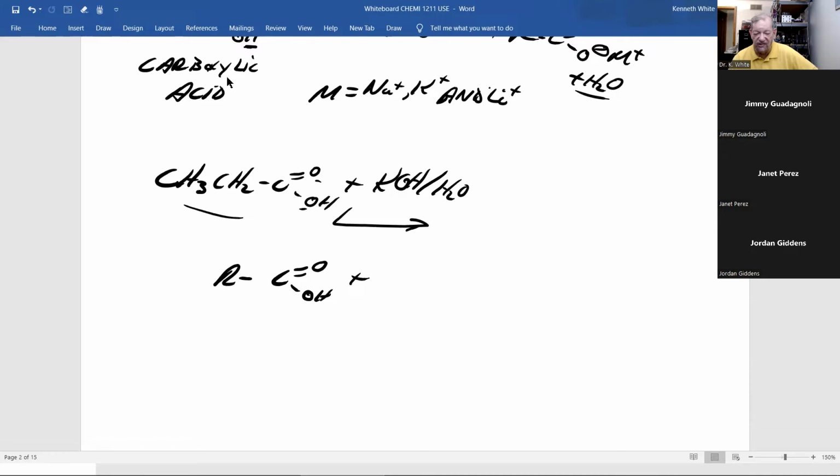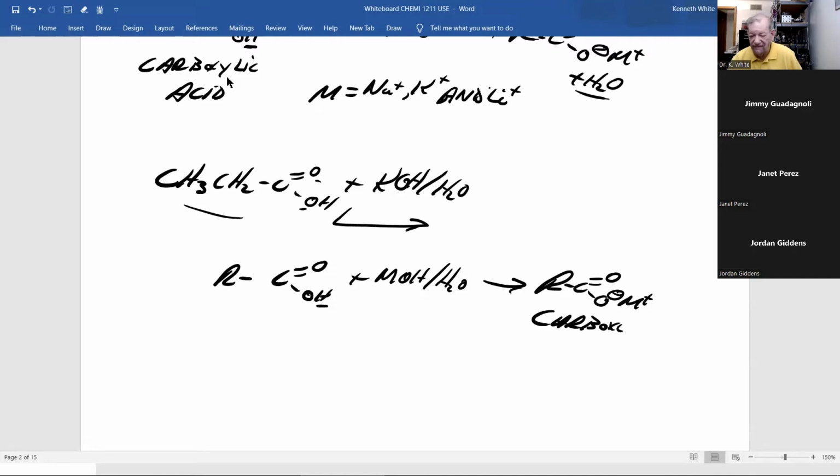Ooh, KOH, water. And what do you get? The acidic proton is taken off, and you get this carboxylate anion. In this case, what's R? 2 carbons. What's M? Potassium.